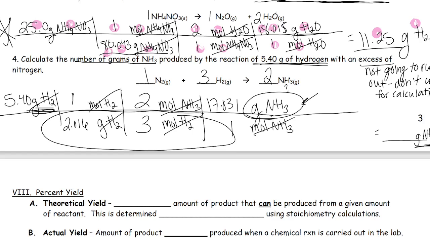So I'm going to type 5.40, sorry, 5.40 times 2. Again, I can skip the 1 from moles of H2 because it doesn't change my answer at all. Then I can type times 17.031. Then I hit enter. And then you hit divided by 2.016. And then after you type in 2.016, you're going to hit divide again by 3.